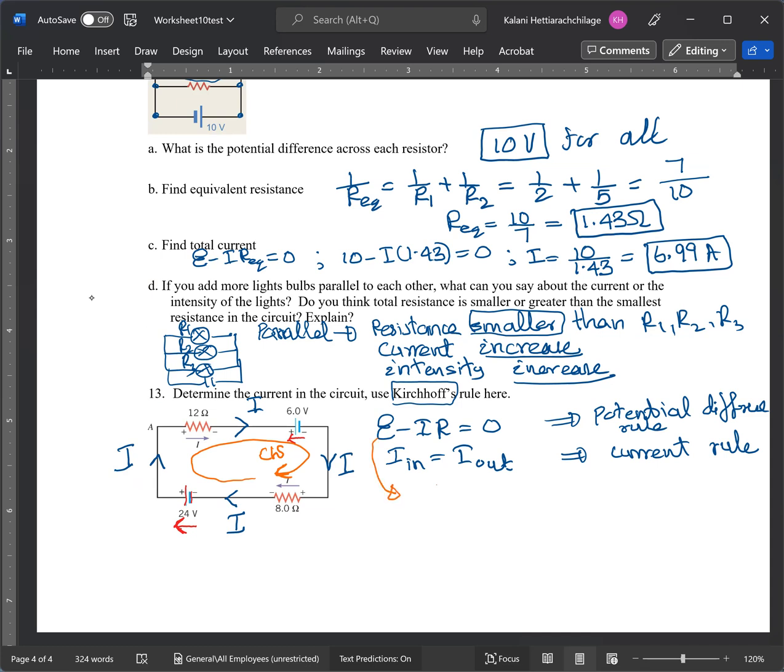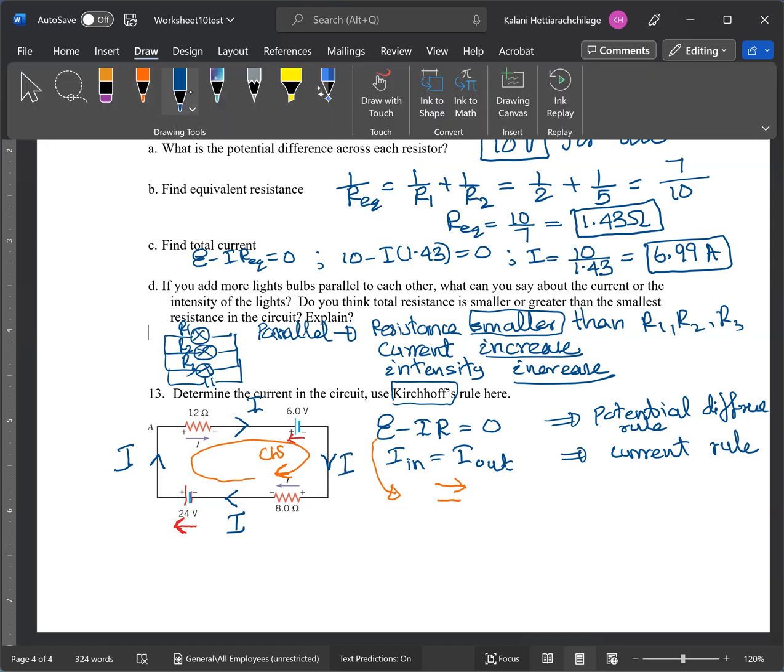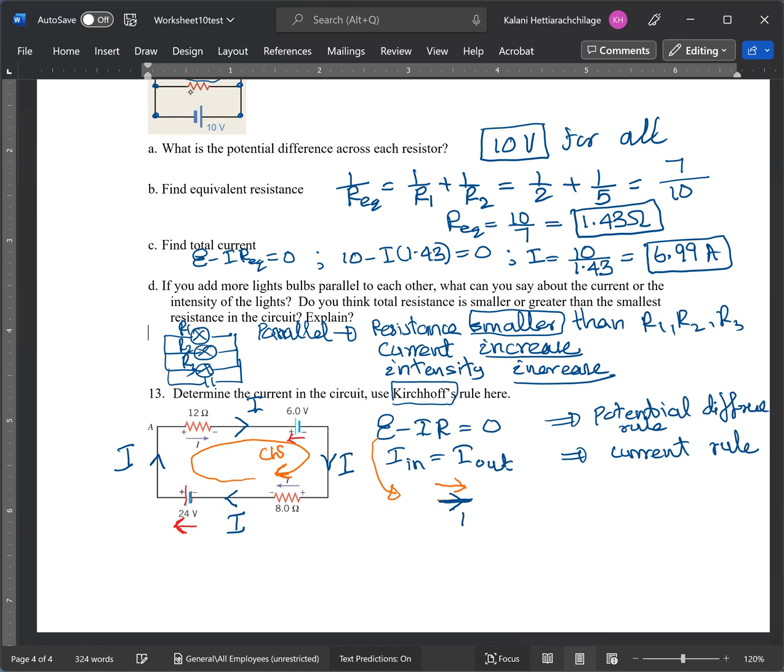If your loop direction and your current direction, I'm going to use the current direction as blue, the loop direction and the current direction, if they are the same for the resistor R, then your voltage change will be negative, current times R, for the circuit.